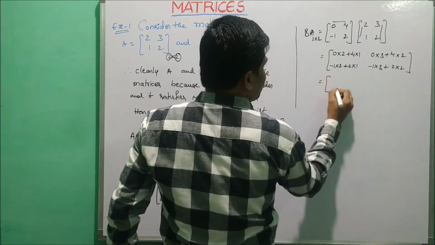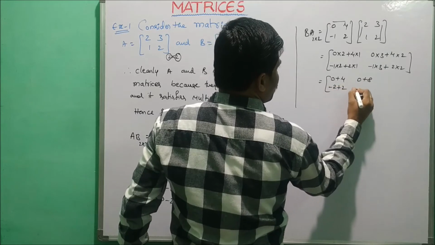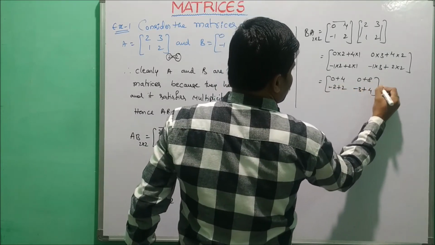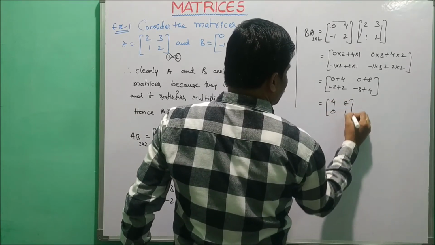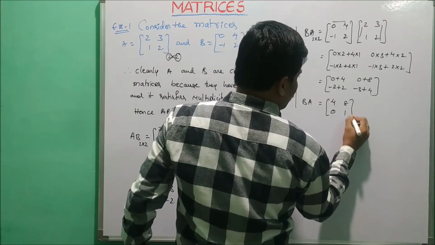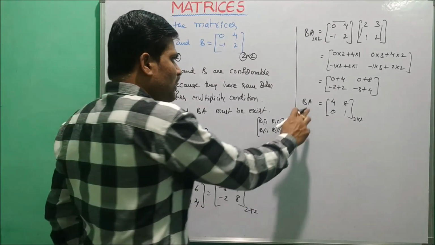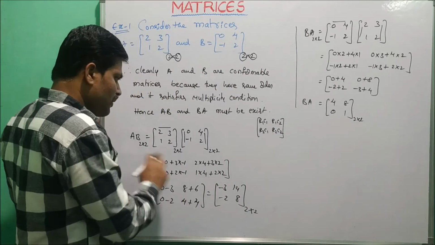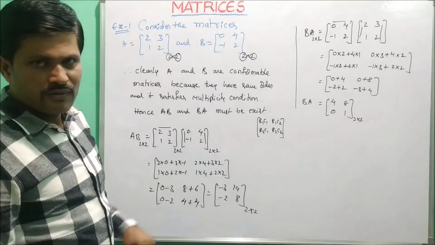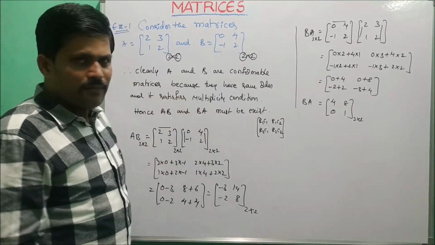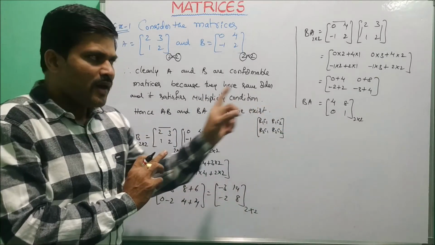Now we simplify that: 0 plus 4, 0 plus 8, -2 plus 2, -3 plus 4. That equals 4, 8, 0, 1. So this is BA. The order of that matrix is 2 rows, 2 columns, therefore the order is 2 by 2. So BA exists and AB also exists. Both AB and BA must exist, as already told previously.